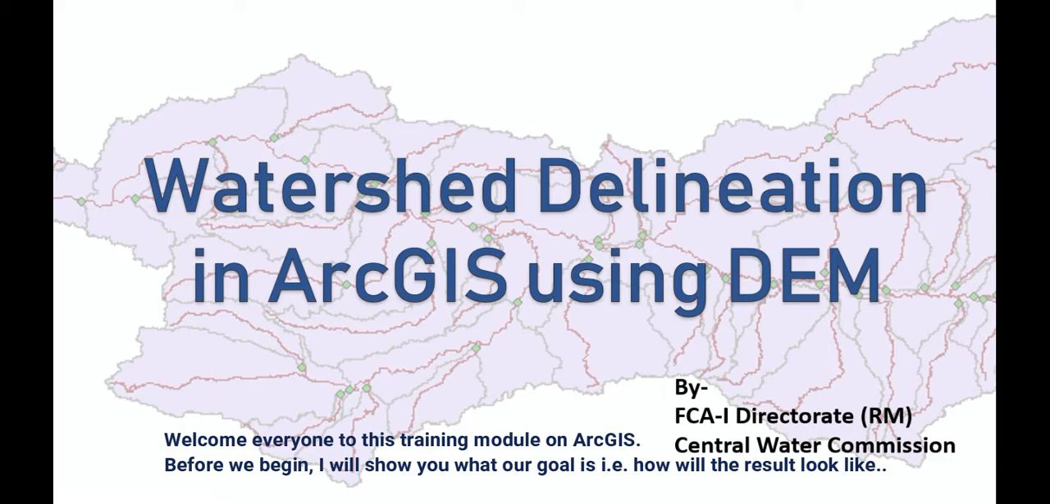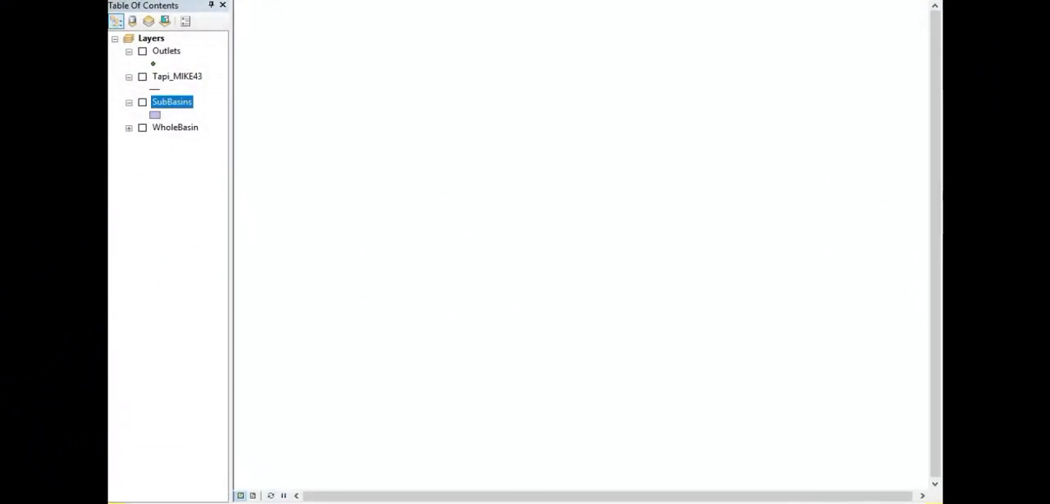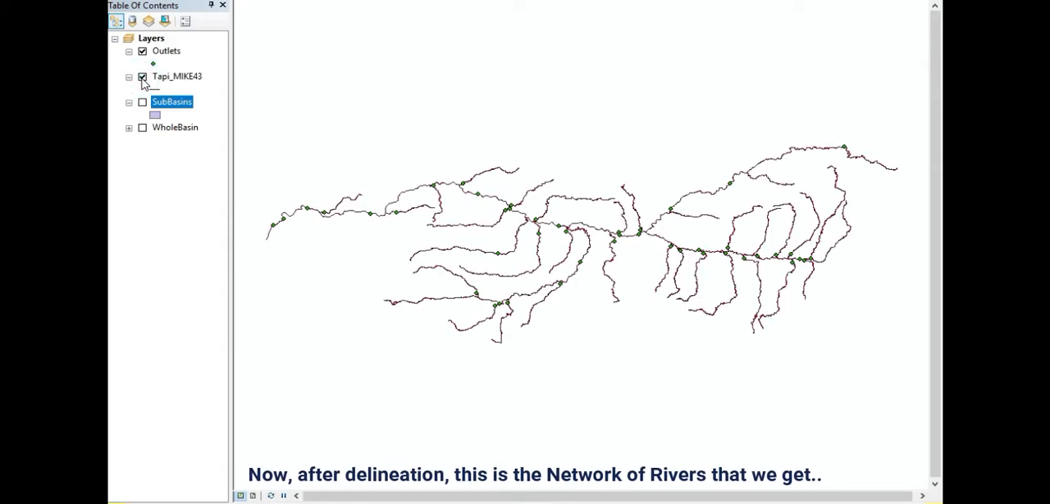Before we begin, I will show you what our goal is. That is, how the result will look. These are the stations that we give as input before delineation. Now, after delineation, this is the network of rivers that we get.